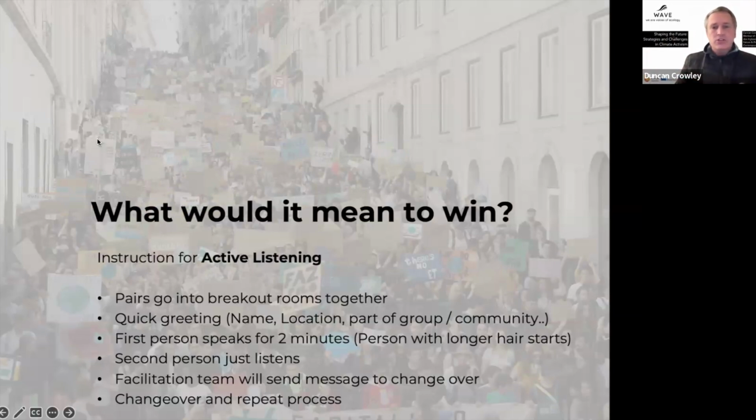So we're going to break into groups of two for 5 minutes. The first person will speak for 2 minutes. The other person does active listening, where you really try to listen to what the other person is saying, and then we'll give you a message in the chat, and you change over. Then the second person speaks about what it would mean to win for them, and the other person just listens. In your groups, whoever has the longest hair is the first to speak. Just as simple as that. If you want, say hello to start.